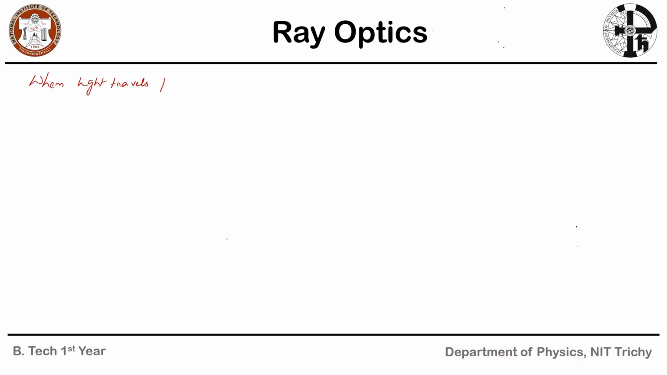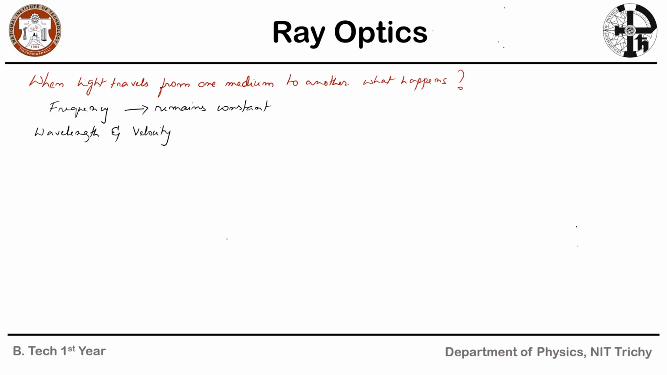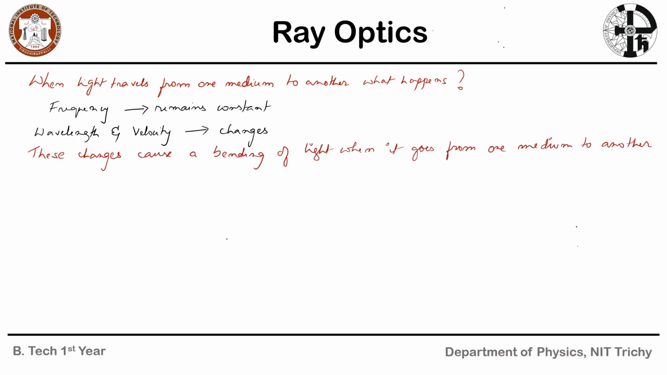When light travels from one medium to another, what happens? The frequency remains constant, whereas wavelength and velocity change. These changes cause a bending of light when it goes from one medium to another medium.